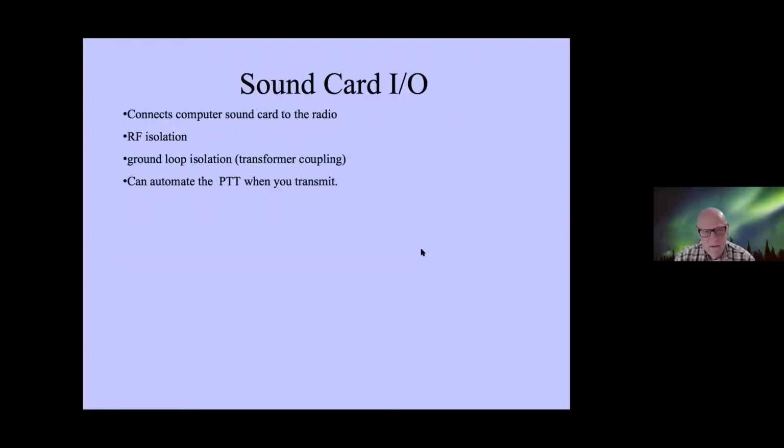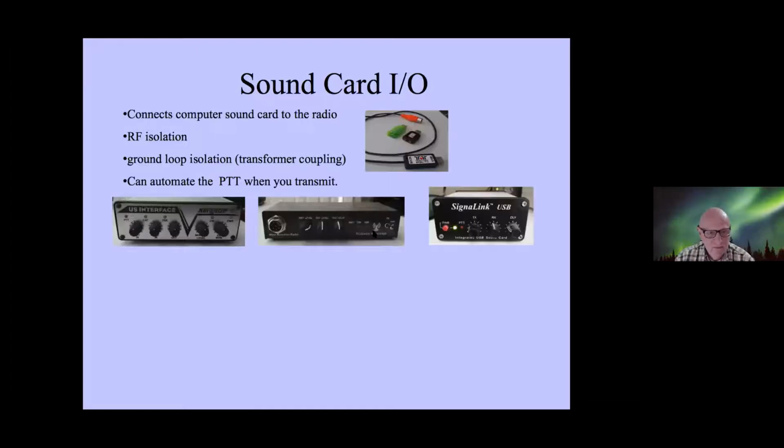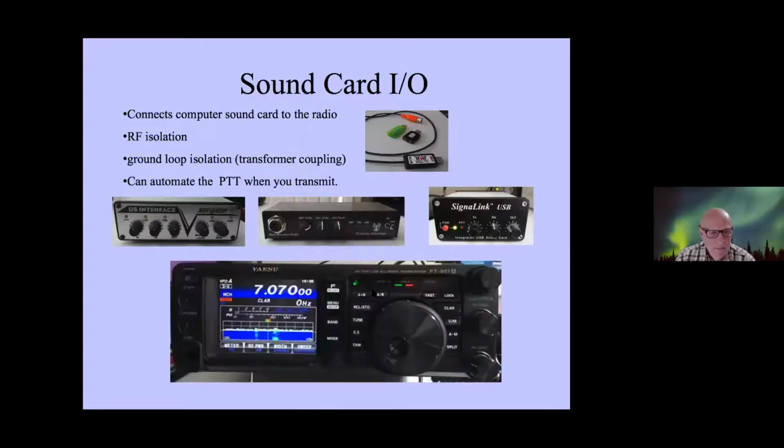So the sound card interface is going to connect you from the radio to the computer. It should provide RF isolation and ground loop isolation, that is transformer coupling. And it should be able to allow you to automate push to talk when you transmit. So I've shown here various interface units, including the low-level Chinese ripoff sound cards, thumb drives, US Navigator, the Rig Blaster, and the very common and ubiquitous Signal Link, both of which are in my closet.